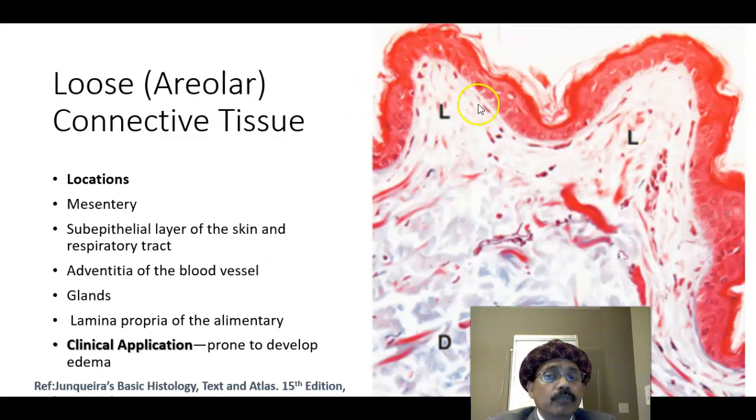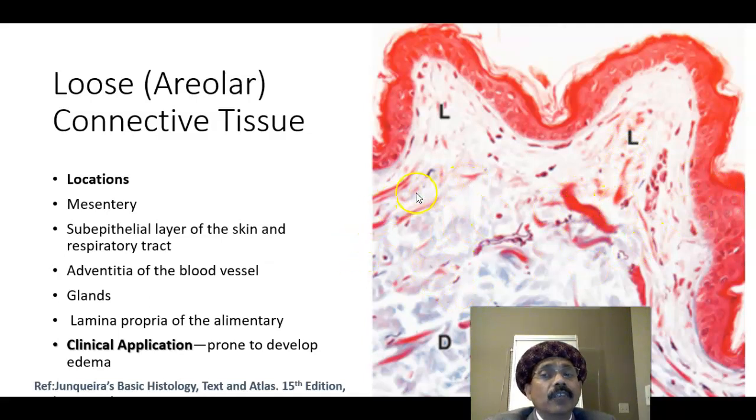So, what are the locations of the loose areolar connective tissue? It is located in the subepithelial papilla of the skin. It is located in the mesentery that holds the intestine to the posterior abdominal wall, and also it is present under the epithelium of the gastrointestinal tract and the respiratory system. It is present in the GI tract in the lamina propria, just beneath the epithelium. After the basement membrane, we get the lamina propria.